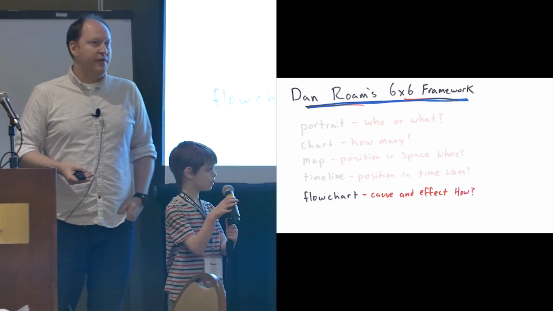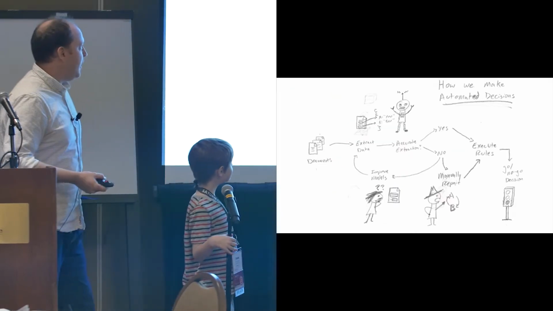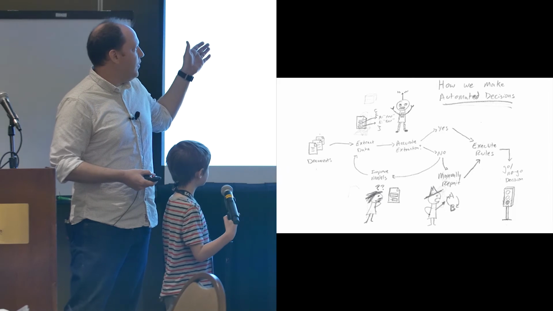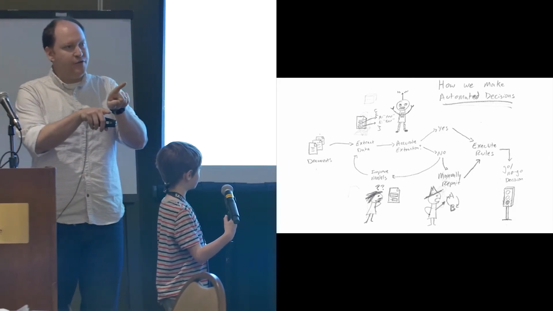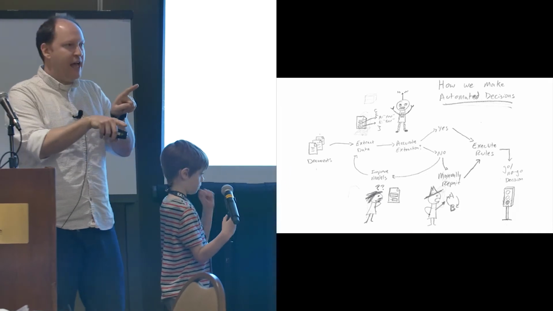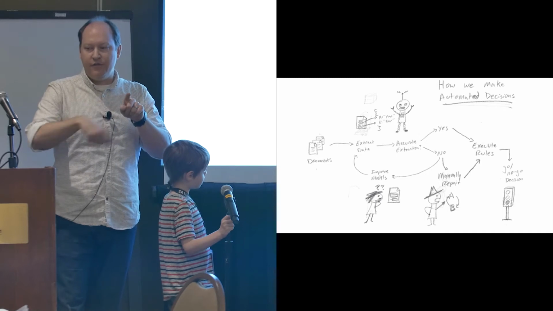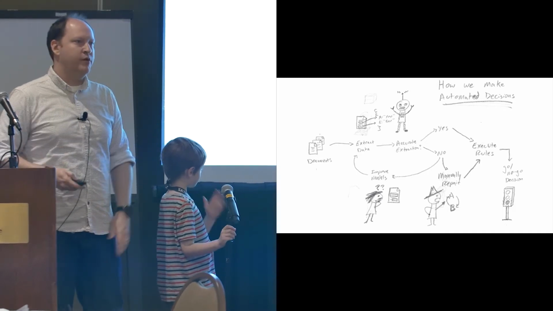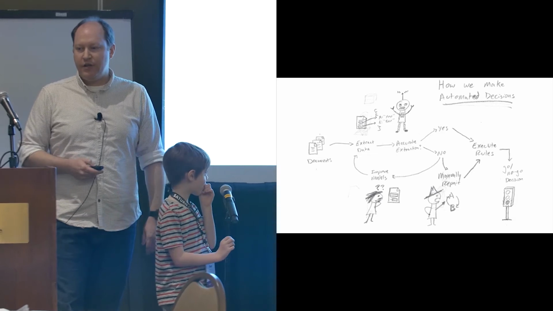Flowcharts are all about cause and effect, and they help us answer the question how. So in this flowchart, if you wanted to ask, how do we make an automated decision? Well, you can see there's a decision point after the extraction. We ask, is it accurate? If it's accurate, then we go ahead and execute our rules. If it's not accurate, we have to go through a manual repair step before doing the rule execution. So flowcharts help us answer that question, how.